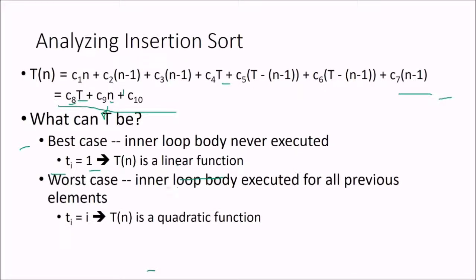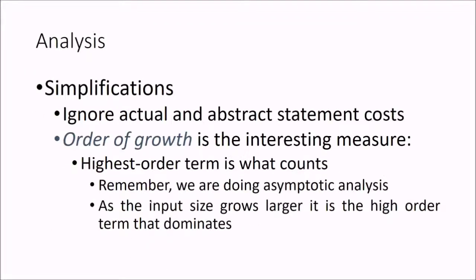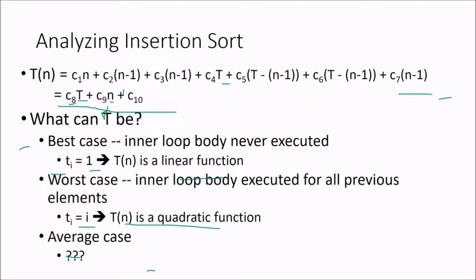Then the worst case: the inner loop body executes for all previous elements, right? It means the array is not sorted, or it is actually reverse sorted. If we want ascending, then the array given to us is in descending form. So it will run i times, because the outer loop is running for i. So Tn is a quadratic function now. What about the average case? We'll not look into this. So we have seen how we can formulate these values. It will be either i or 1. But as I indicated earlier, we are interested in the worst case.